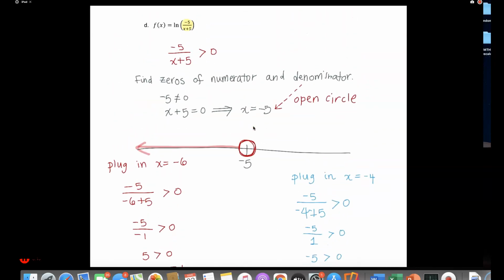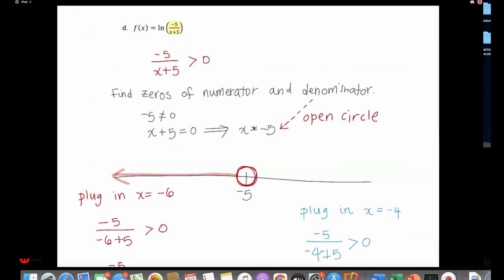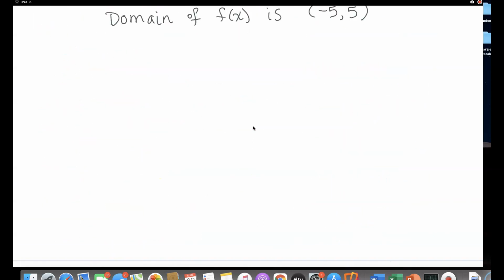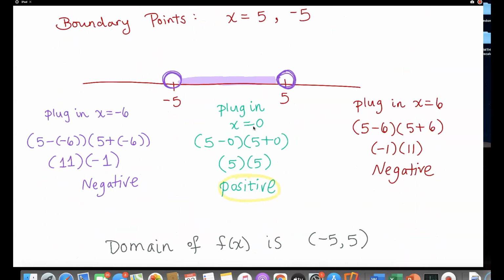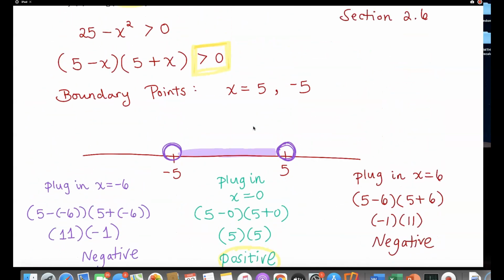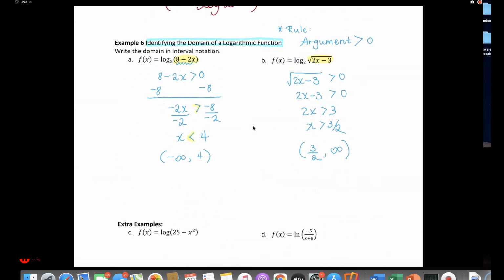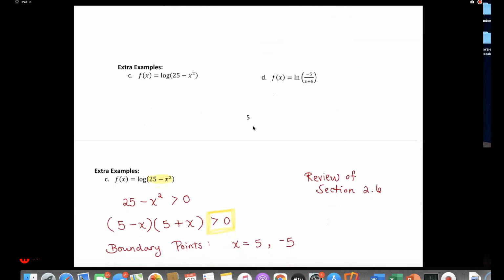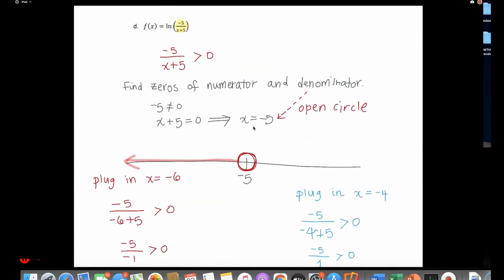So by setting the argument greater than 0 and then solving, in this case it was a rational inequality, a great review of section 2.6, or in the previous one we had to solve a polynomial inequality, we can find the domain of logarithmic functions. These two examples, C and D, that I just showed you were a little more difficult than parts A and B, but they were great review problems because we get to look at solving polynomial inequality and rational inequality. So I hope this was helpful on your ALEKS homework this week.